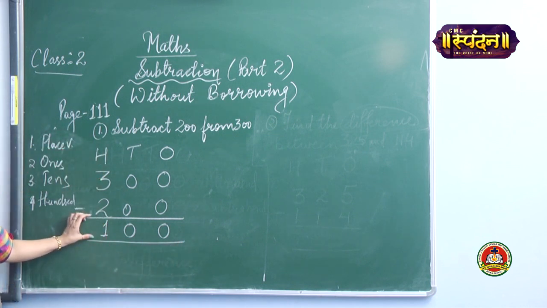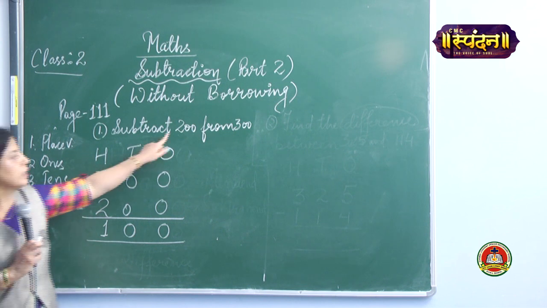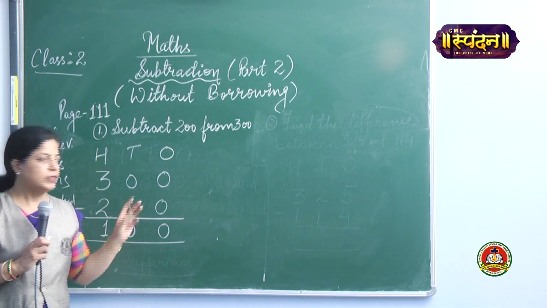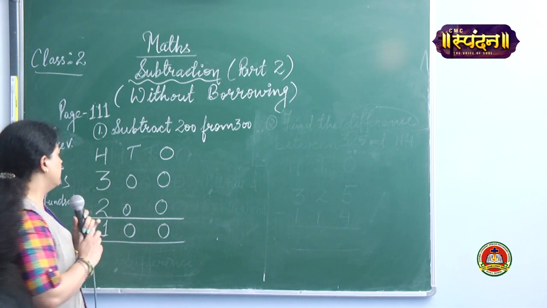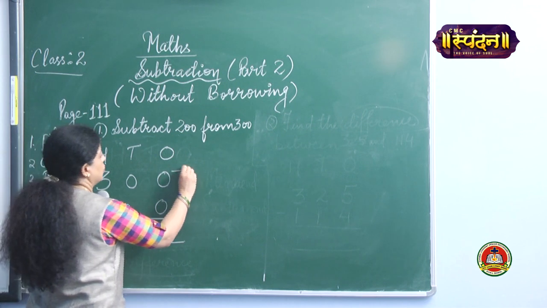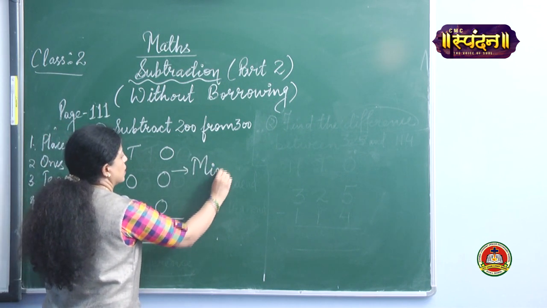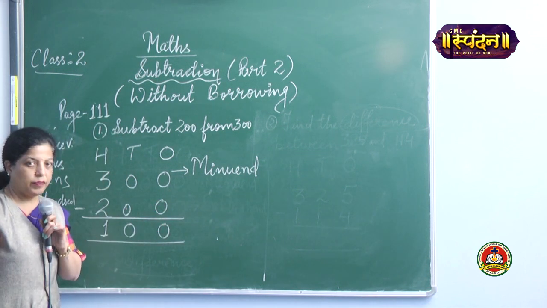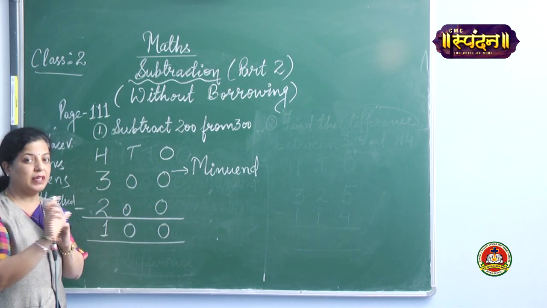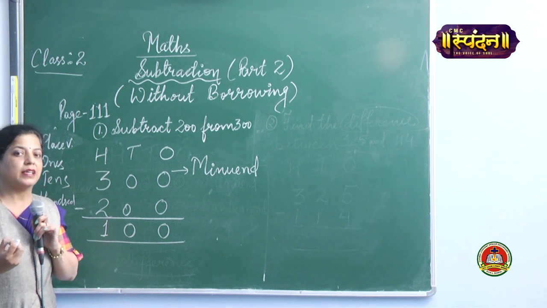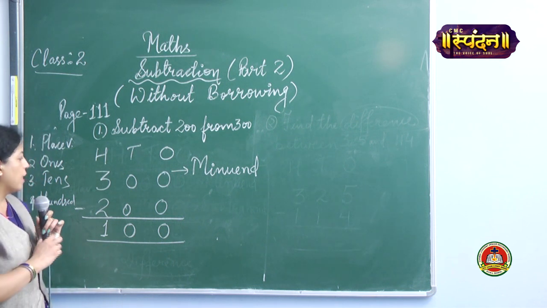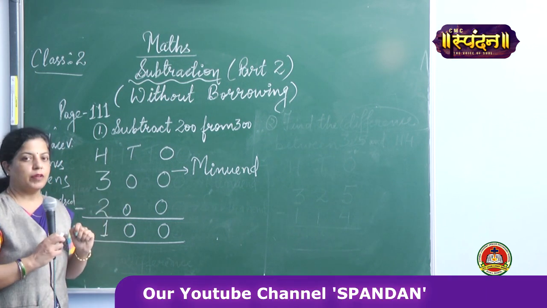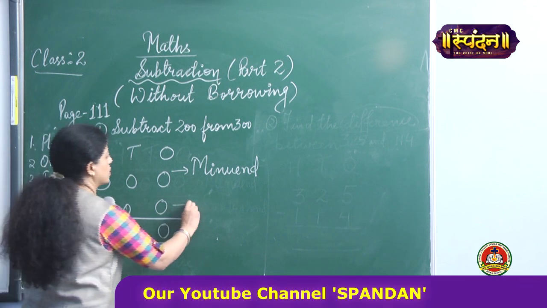We got 100. How did we get it? When we subtracted 200 from 300. There are 3 new terms which I'll tell you. They are minuend. It means it is the number from which we subtract, or you can say it is the bigger number from which a number is being taken away. And the smaller number which we take away from the minuend is your subtrahend.